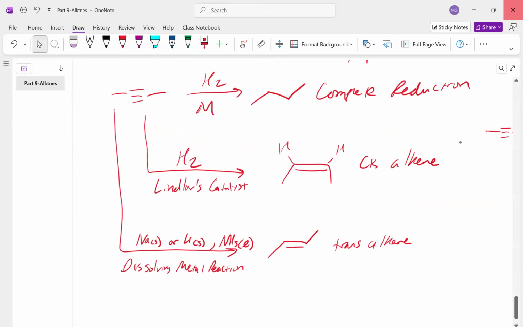So these, again, are a few more tools to put in our toolbox. And again, make it easy on yourself. Right now, if we have to make a cis alkene, there's only one way that we know how to do that. Start with an alkyne and add hydrogen with Lindlar's catalyst. If we want to make a trans alkene, there's only one way we know how to do that. And that's to start with an alkyne and use the dissolving metal reaction.